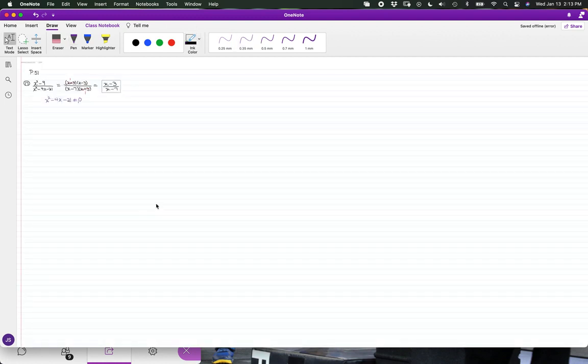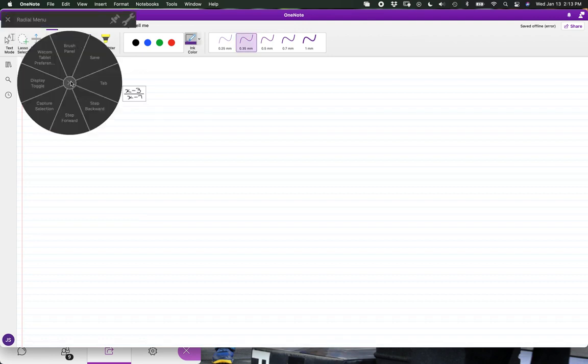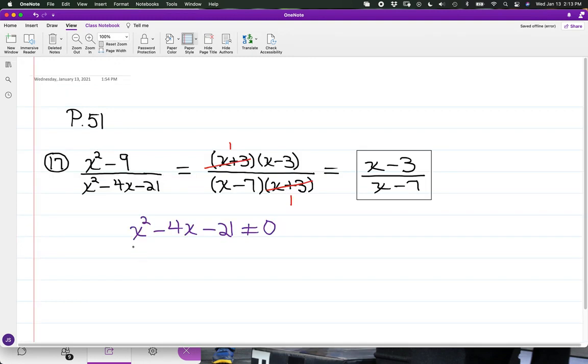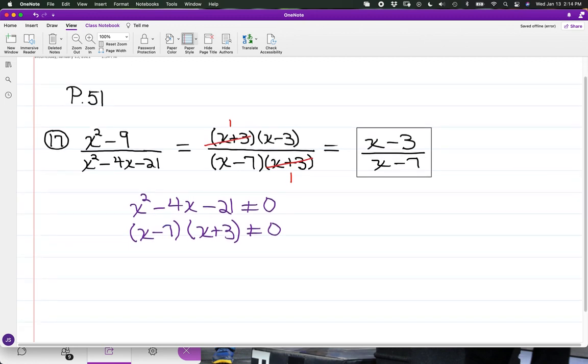And again, from this trinomial, x squared minus 4x minus 21, you have the factors x minus 7 and x plus 3. Let me mention that there are going to be two restricted values, stemming from the factors x minus 7 and x plus 3. Now, x plus 3 canceled out, but it doesn't undo the restriction. In other words, cancellation does not undo restriction.